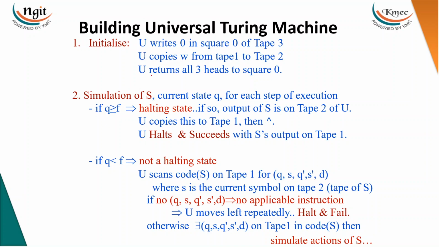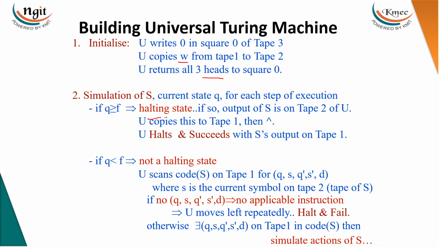Okay, so what are the steps here? First you have to initialize all of tape 3 to square 0, like whatever the states, and copy the description from the standard to the universal Turing machine, and copy the string from tape 1 to tape 2, and return all three heads to square 0, right? Then how we have to do it for each step of execution.